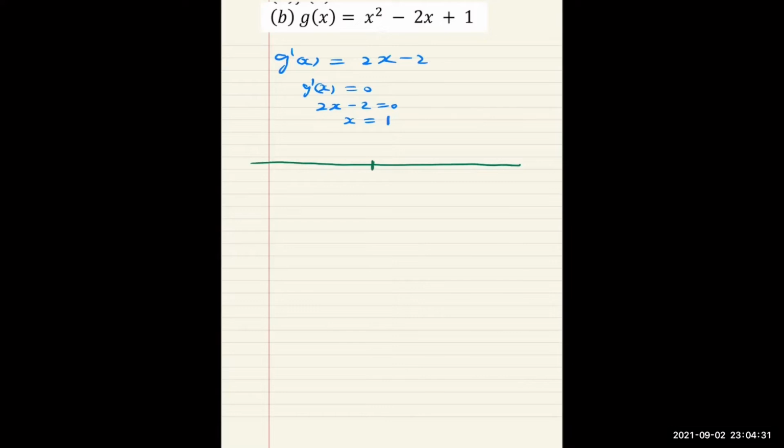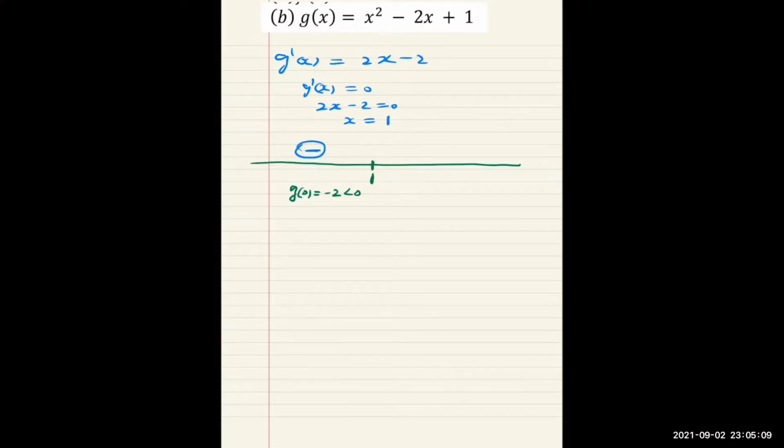Now let's construct a sign chart to determine where my g prime is positive and where it is negative. Here is my point x. I mark the zero of my derivative function, that is x is equal to 1. Then I pick a value from the left interval. I'll pick 0 and compute g prime of 0. You will get minus 2. That is less than 0. That means your derivative has to be negative in the interval minus infinity to 1.